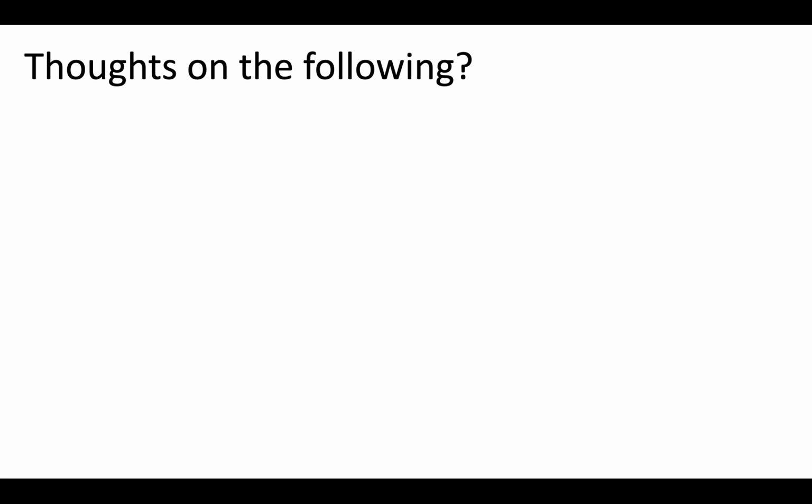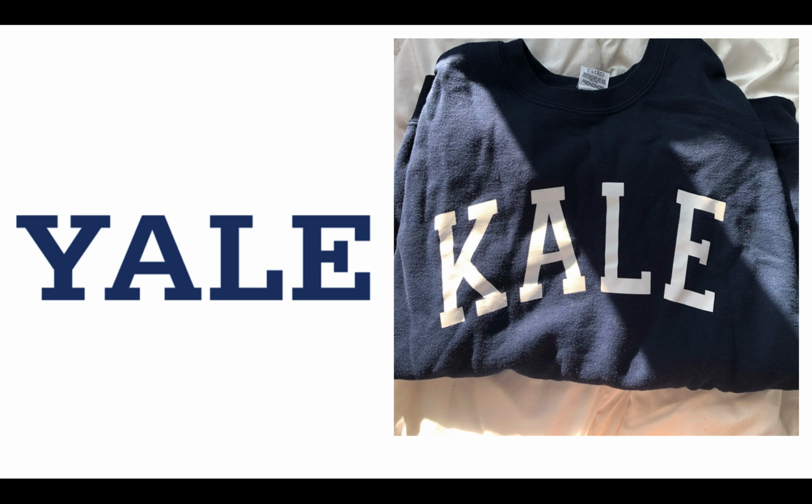Any thoughts on a similar set of images? What's the similarity and difference? The one on the left, of course, is for the prestigious university, Yale University in New Haven, Connecticut. The other is for a sort of Letterman sweater with the letters, same typography, but for kale, the delicious vegetable. As an interesting side note, a lot of kale is being eaten at Yale.